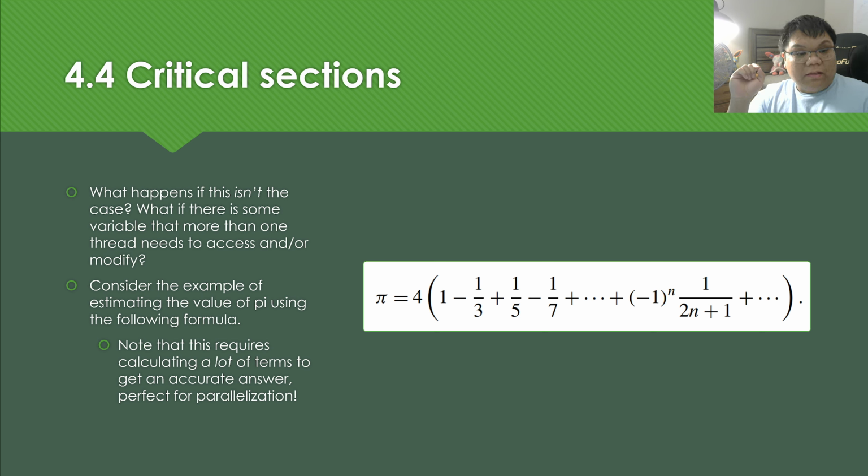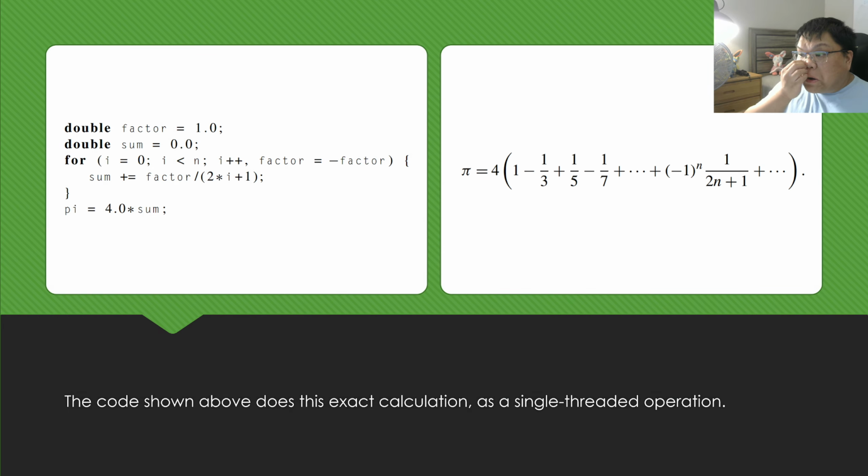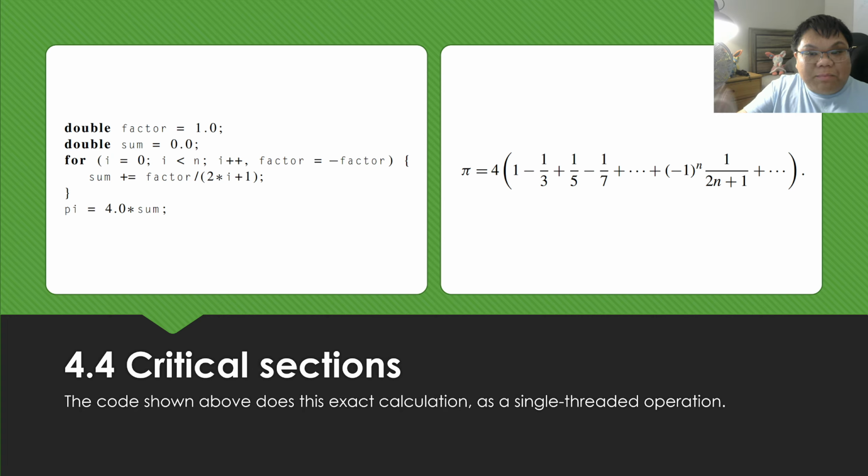This is a formula that estimates the number pi. We can express this as an infinite sum, by the way. Something like this requires calculating a lot of terms to get an accurate answer, which is perfect for us, because if we're going to calculate lots of terms, maybe we could speed that up by parallelizing it. Here is what the relevant snippet of code would look like as a single threaded operation.